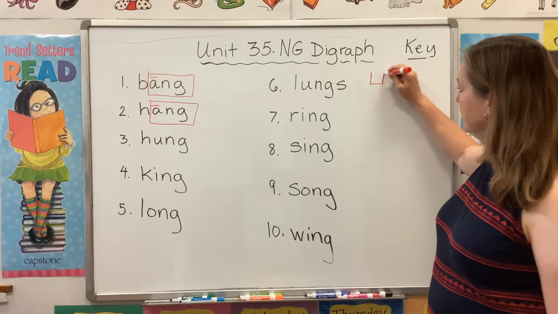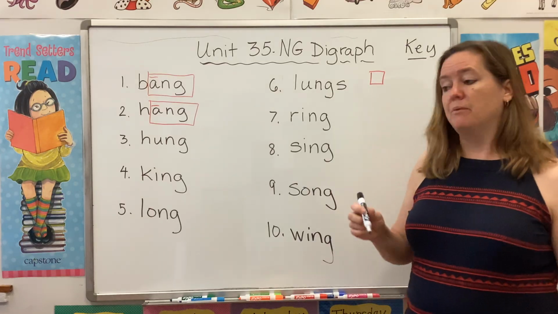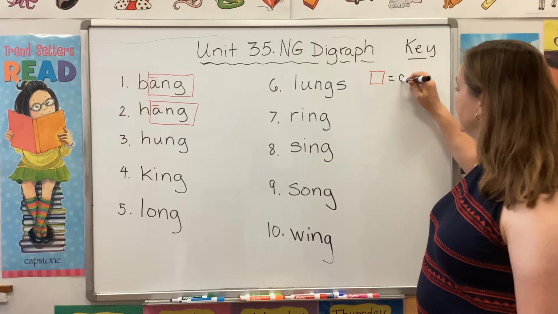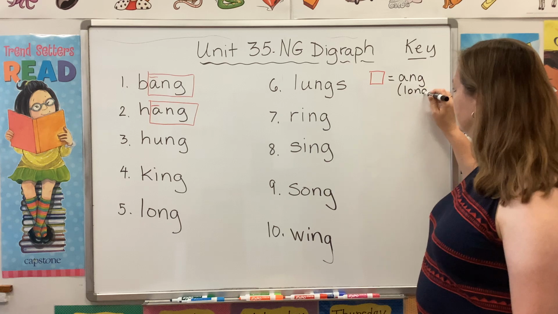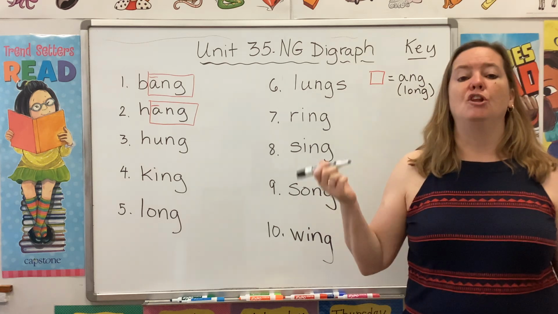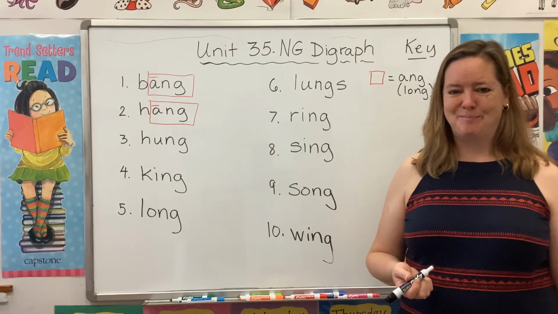But over here, I want you to draw a red box and remind yourself that that red box represents ANG, and that ANG is going to have a long vowel sound. The A is going to say its name.